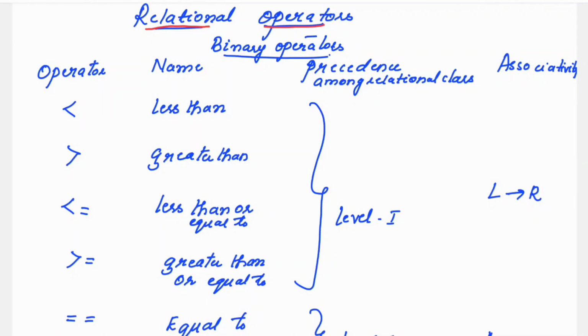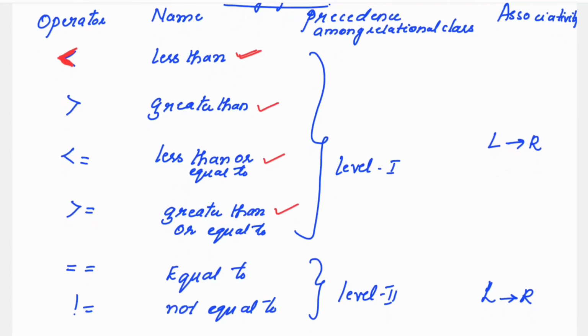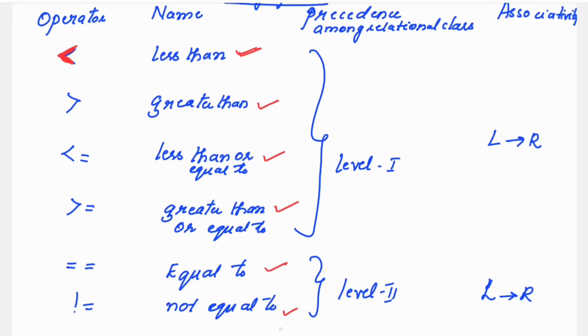The first one is the less than operator. The symbol is like this. You can see the angular bracket symbol is used here. This is called the less than operator. Then we have the greater than operator, less than or equal to, greater than or equal to, equal to, and not equal to.